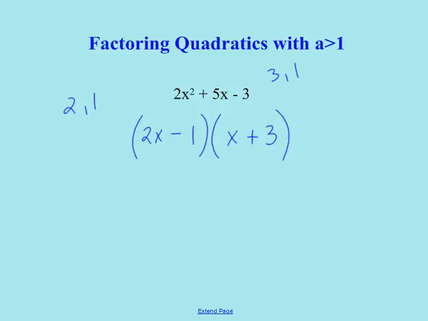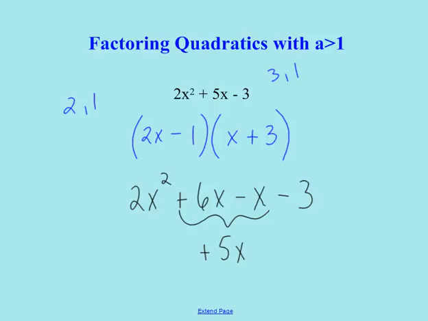So first, 2x times x would be 2x squared. Outside, 2x times 3 would be positive 6x. Inside, negative 1 times x would be negative 1x. And last, negative 1 times positive 3 would be negative 3. Combine my two like terms, and I get positive 5x. So 2x squared plus 5x minus 3 matches the original. So that means I can be sure that these factors are correct.